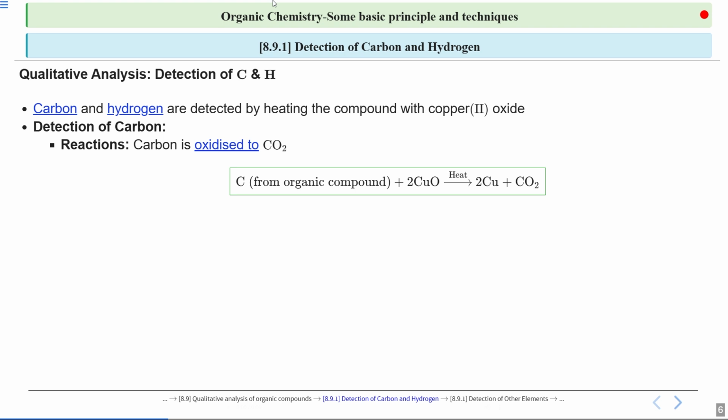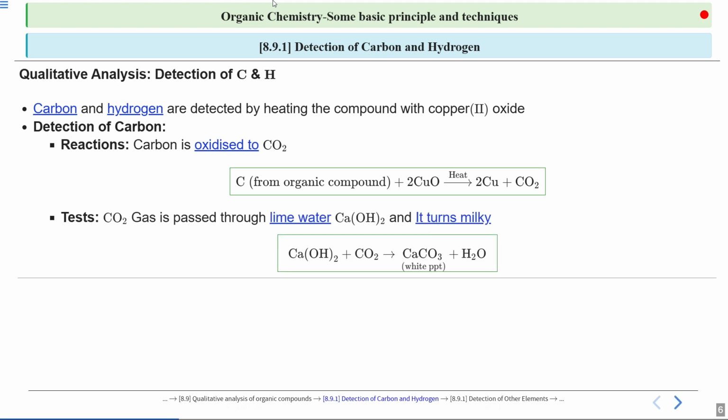Again, I'm repeating it: if you heat the organic compound with 2 moles of copper oxide, it will give you 2 moles of copper and 1 mole of carbon dioxide. Here, copper(II) oxide acts as an oxidizing agent and facilitates the transformation.